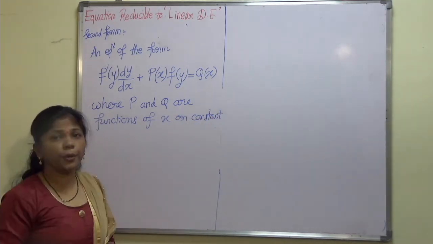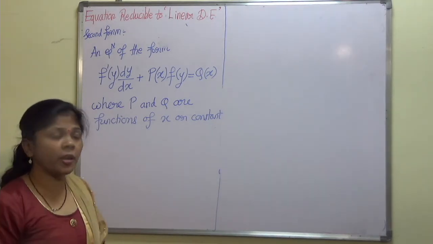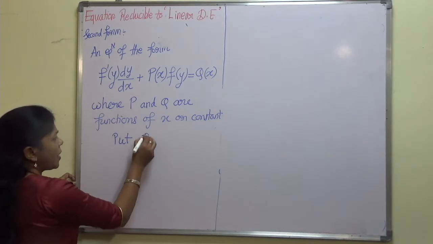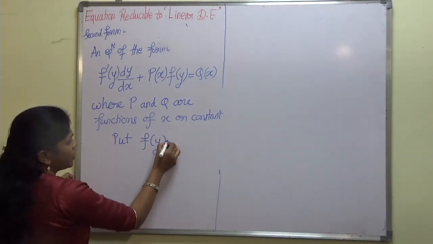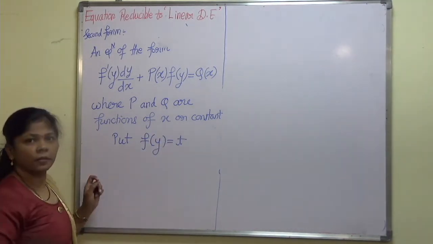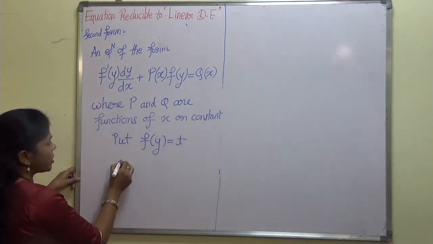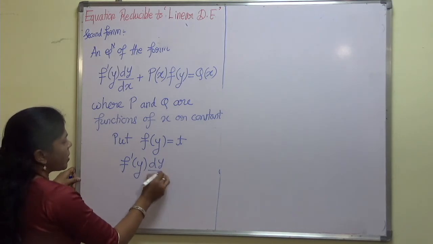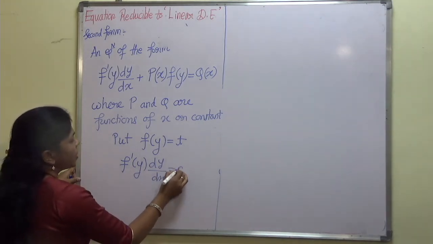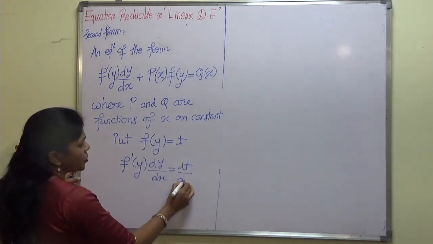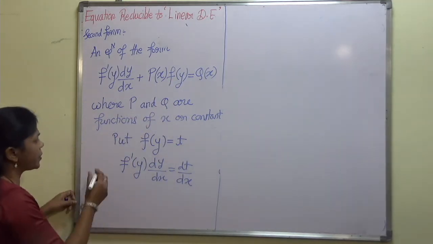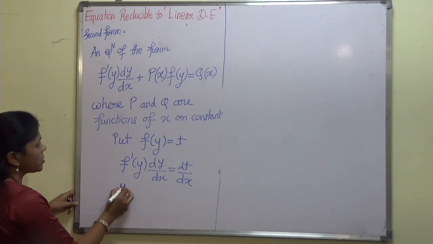Right. So how to reduce this into a linear differential equation? We will just substitute f of y is equal to t. Differentiating this, we will get f dash of y into dy by dx is equal to dt by dx. With this substitution, the given differential equation will get reduced to a linear differential equation. So what will it be?